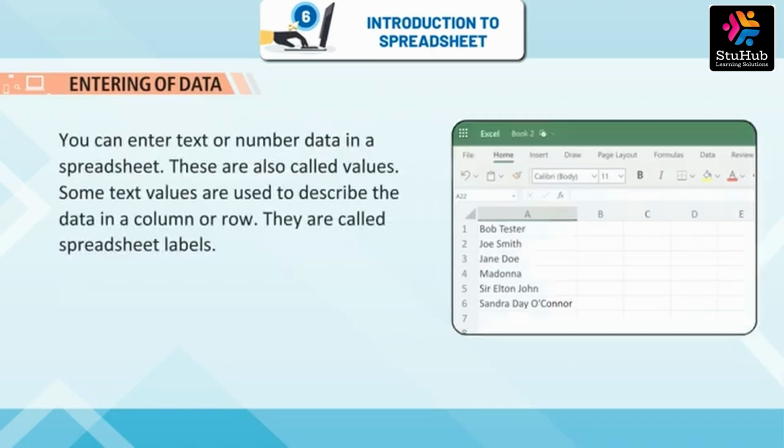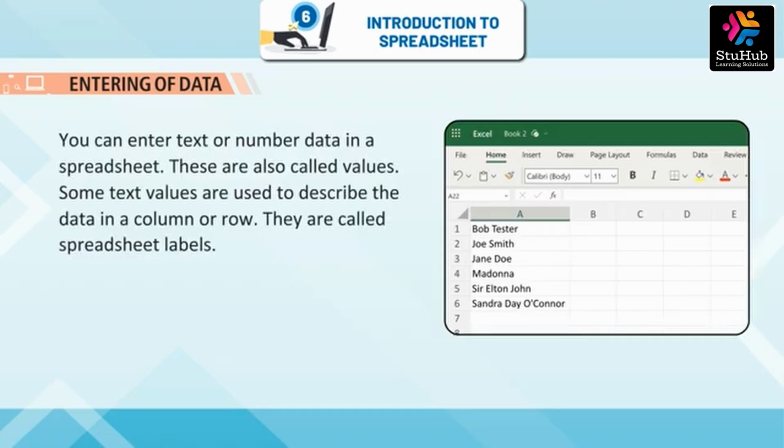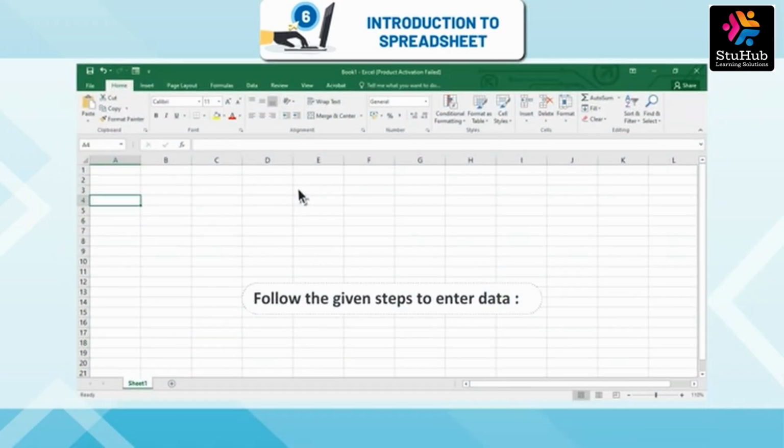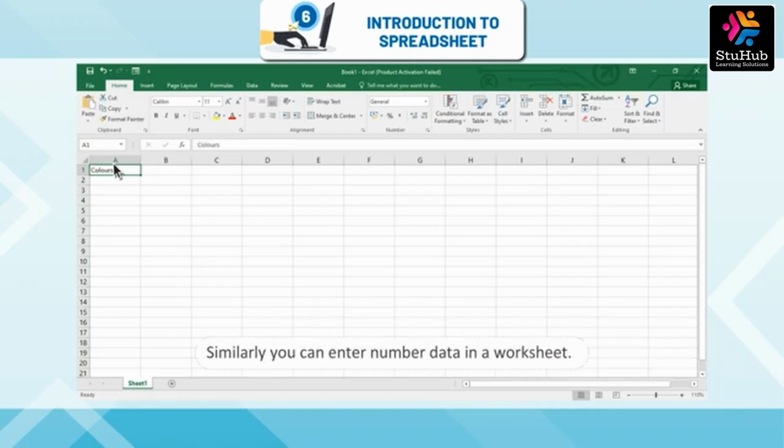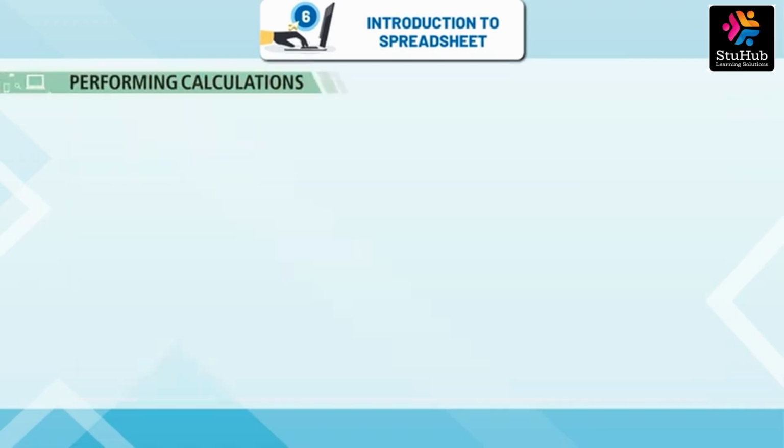Entering of data. You can enter text or number data in a spreadsheet. These are also called values. Some text values are used to describe the data in a column or row. They are called spreadsheet labels. Follow the given steps to enter data. 1. Click on cell A1. 2. Type the label colors, press enter. Similarly, you can enter number data in a worksheet.